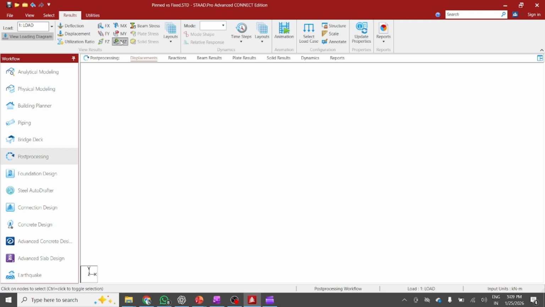Let's also see the deflection. You can see for a pin support, rotation is allowed and deflection is properly visible with rotation of the support. But in fixed support, you can see as the support is fixed, rotation is not allowed at the support and the deflection is lesser.